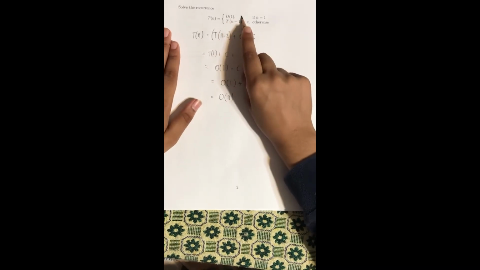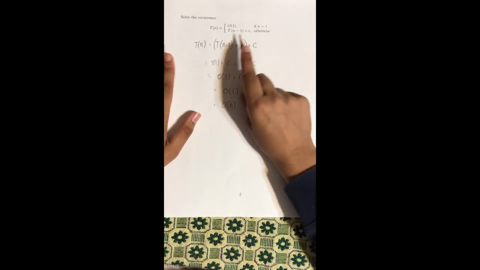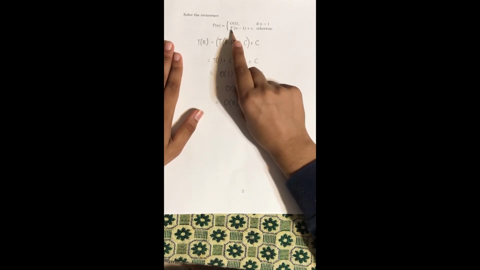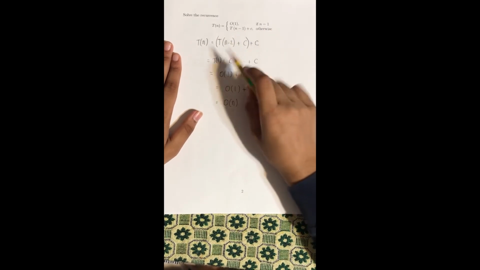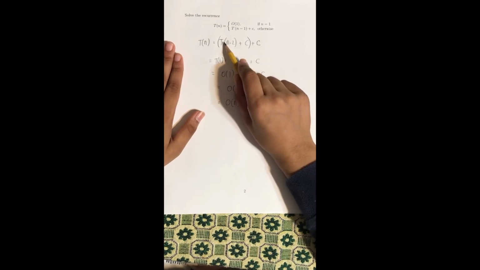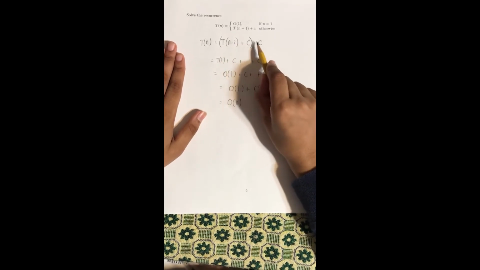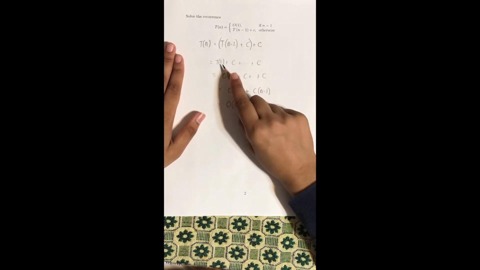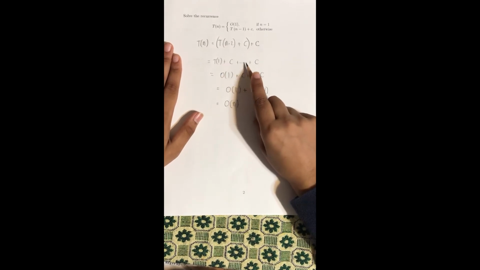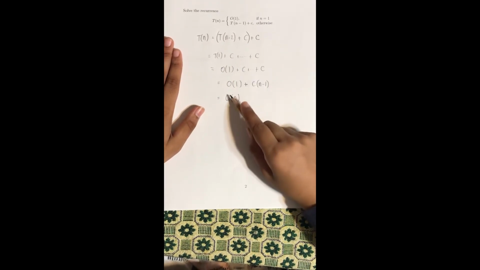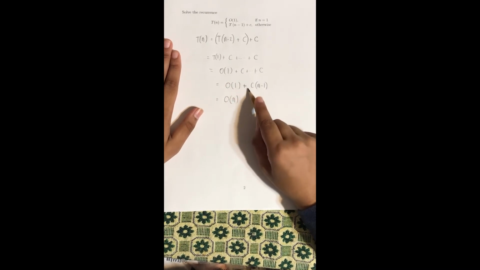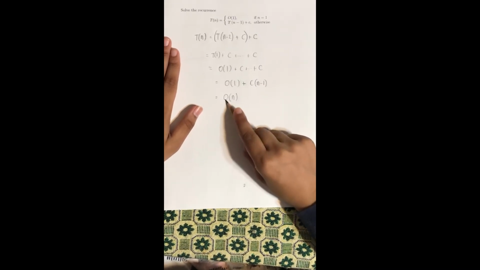Now, let's solve this recurrence. We know that t of n equals t of n minus 1 plus c if n is not equal to 1. Hence, we can write it as t of n minus 2 plus c, and so on until we get t of 1 plus c plus dot dot plus up to c, n minus 1 times, giving us O of 1 plus c of n minus 1, which is equal to O of n.